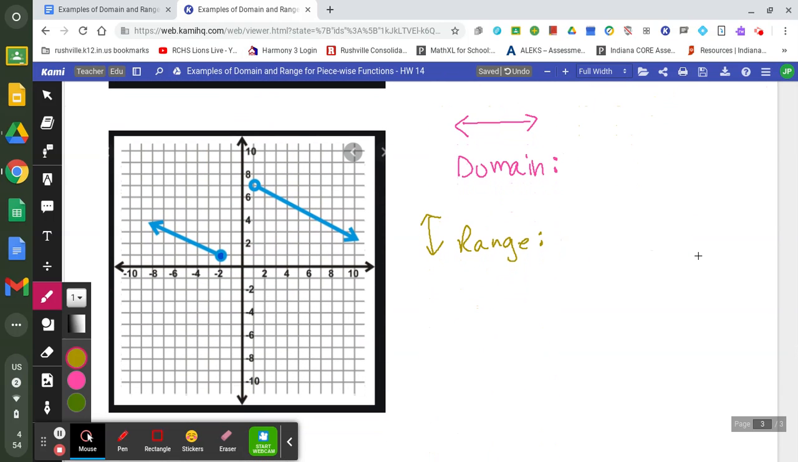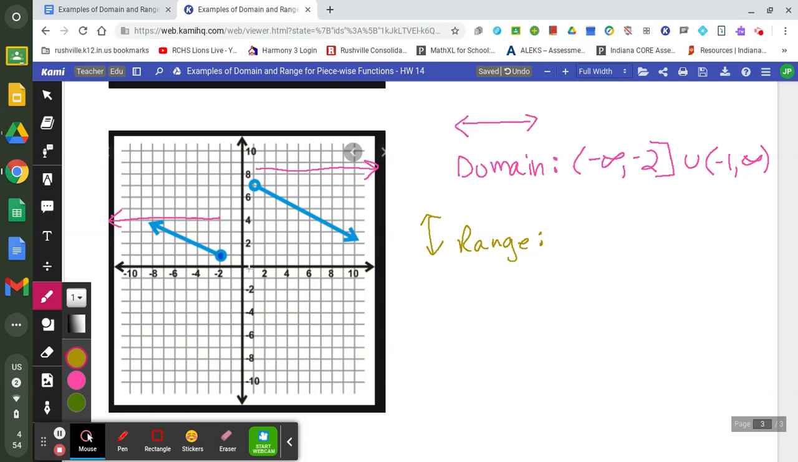And then this one is very similar to the one before it, but there is a closed circle. So all of these numbers are included all the way up until my -2. But this time, because -2 has a closed circle, it includes -2. So this has to be a bracket rather than a parenthesis. And then it starts back up again at +1 and keeps going forever to the right. And it doesn't include that -1 because it's an open circle. So it's a parenthesis, -1 to positive infinity.